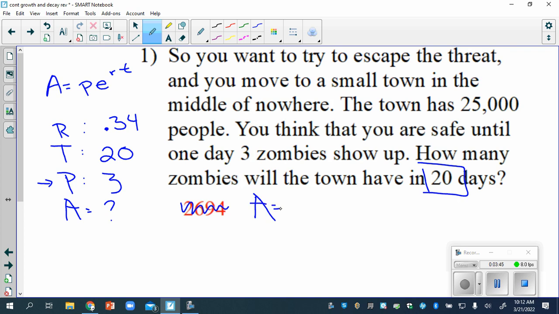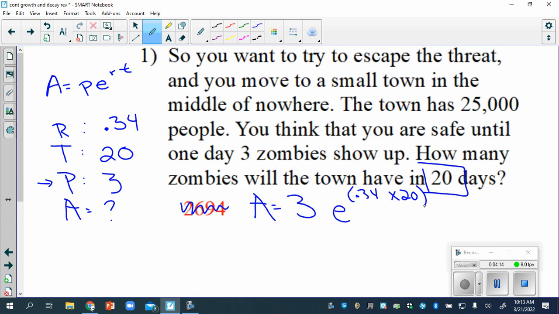A equals 3E, and I'm going to go 0.29 times 20. Oh, not 0.29, 0.34. I don't know where that 29 came from. Oh, that's another problem. Sorry. 0.34. If you at least give me that, I can give you partial credit, right? I can be like, oh, they had the formula, they messed up on the calculator.